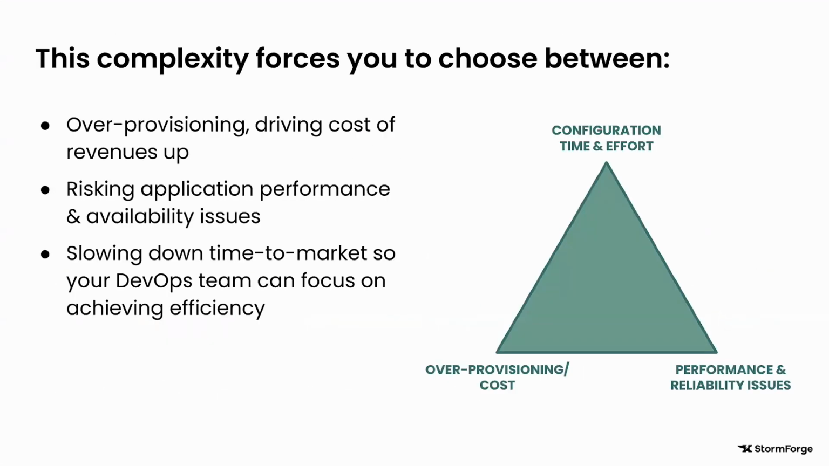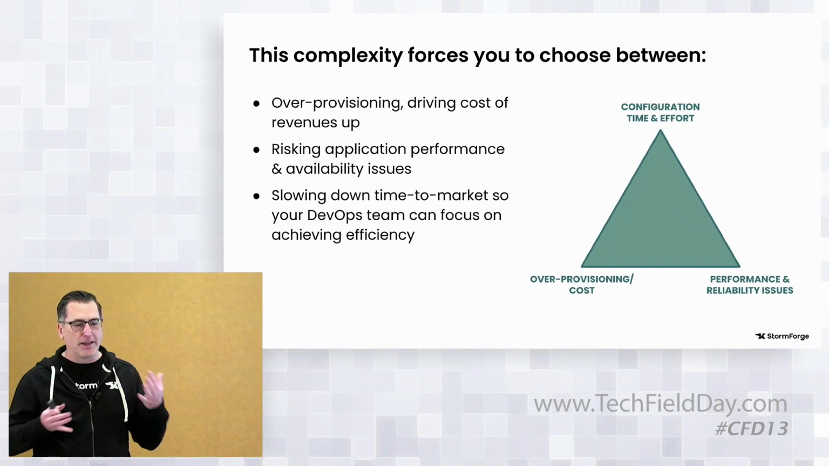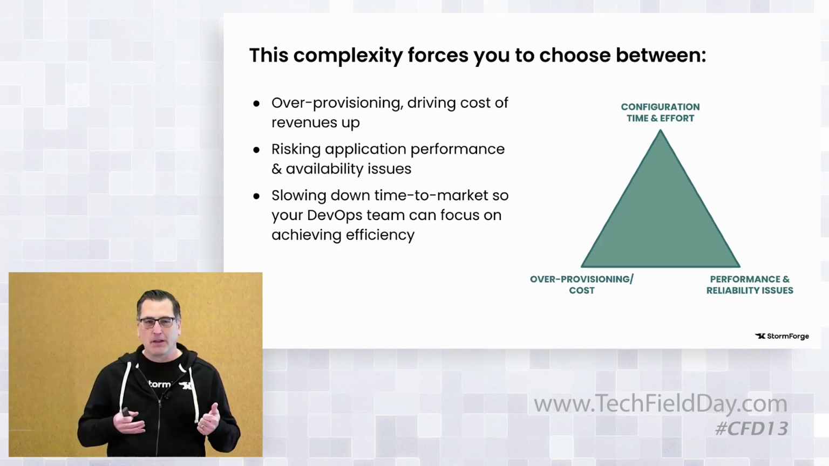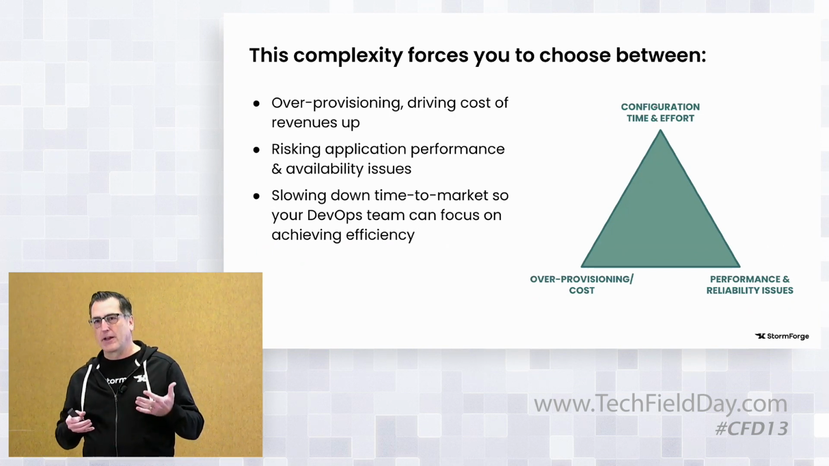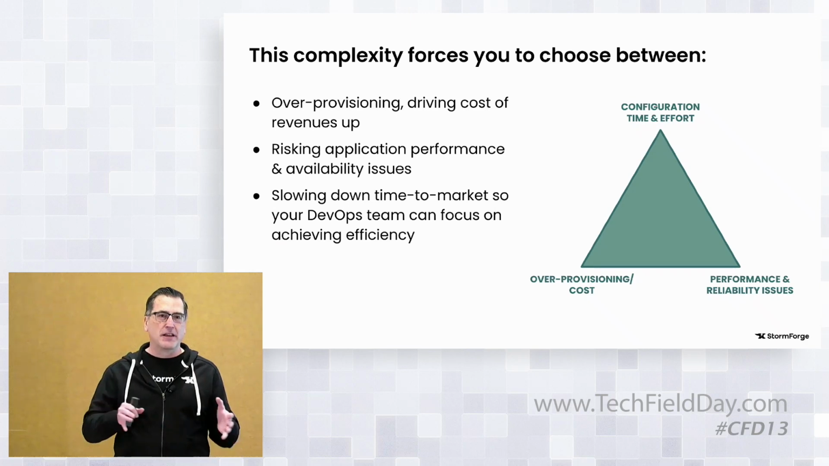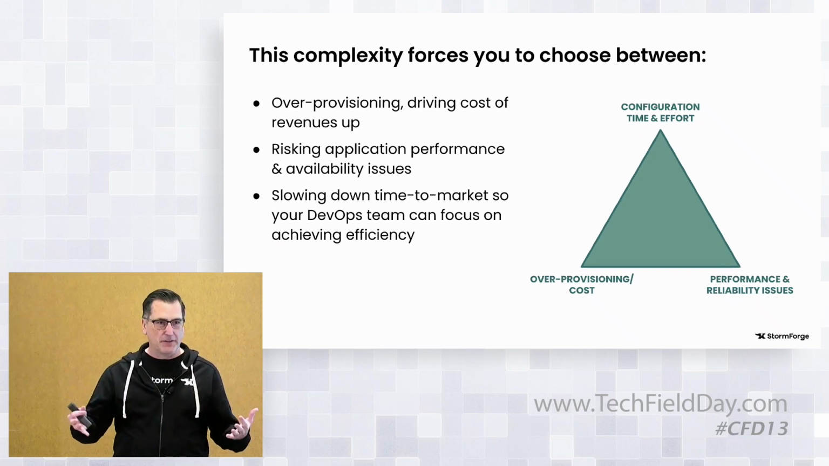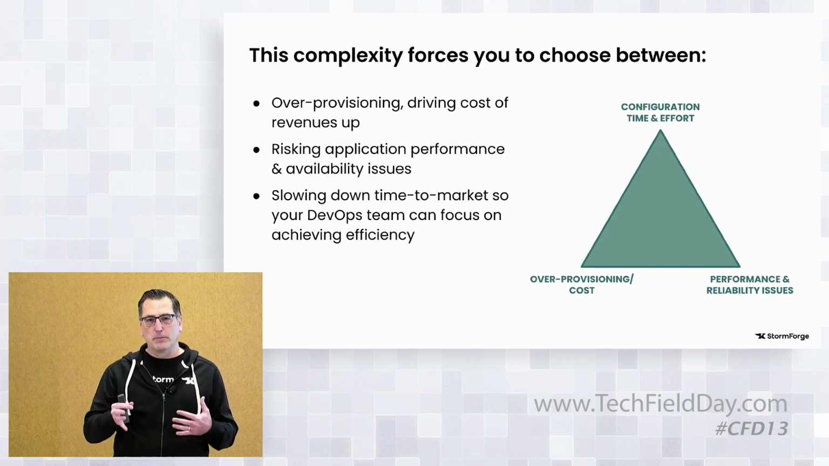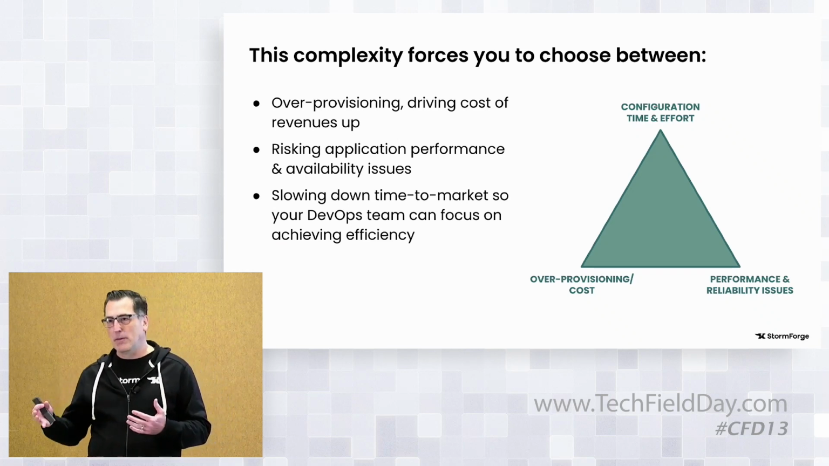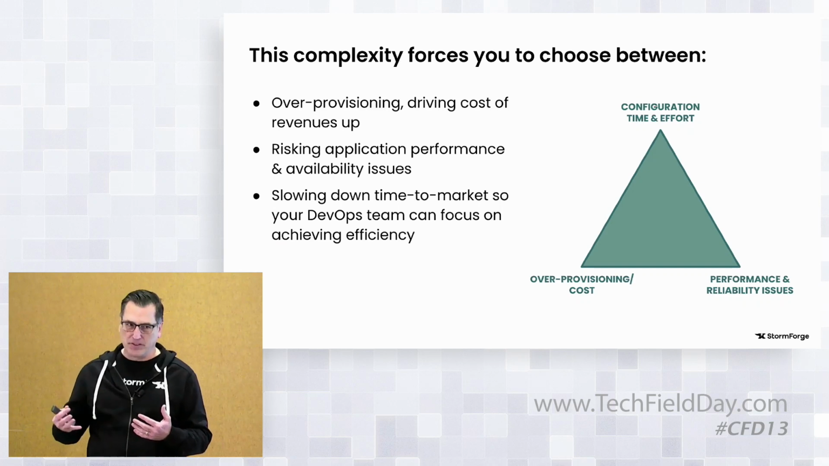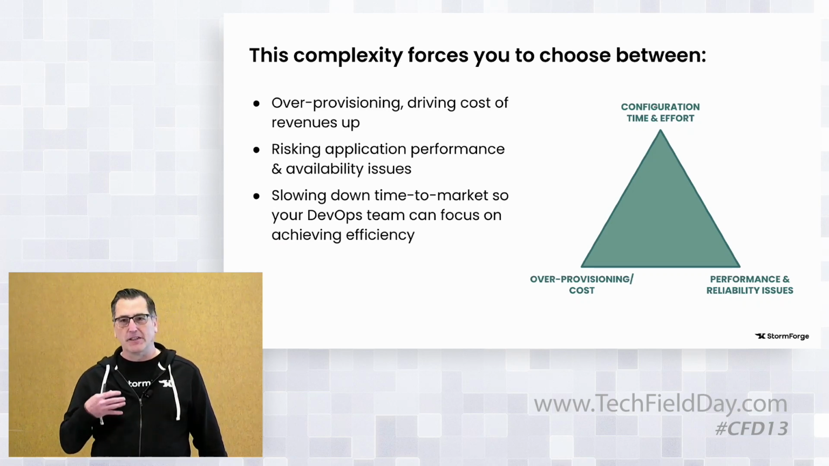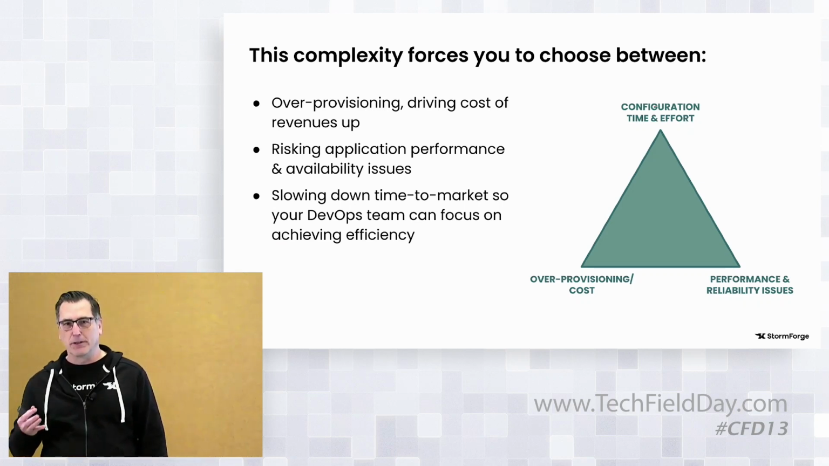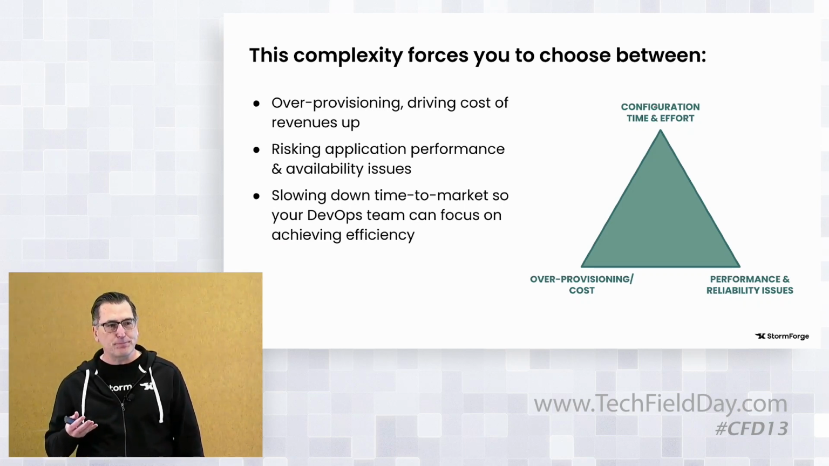So what happens then with that kind of complexity is you have to make a choice between three things. Over provisioning. A lot of companies, as they start using Kubernetes, tend to over provision just to be safe, right? They don't want to risk any performance issues. And that may work fine in the beginning, but as you scale up for day two operations, that becomes a really costly proposition. We're hearing about companies whose cloud costs are 70 to 80% of their revenues, which is not really a sustainable business model, right?